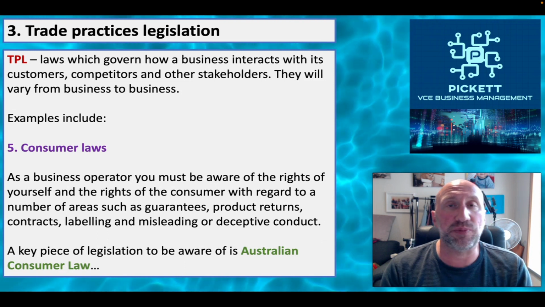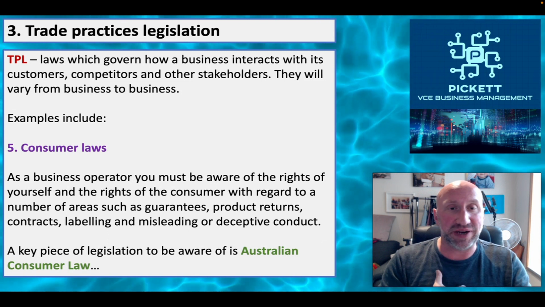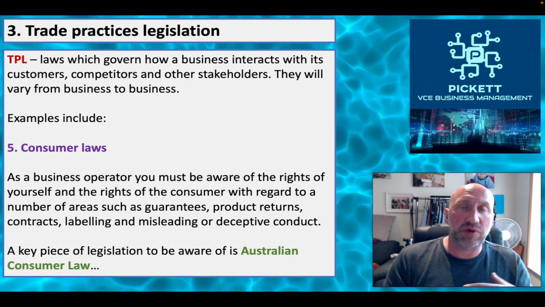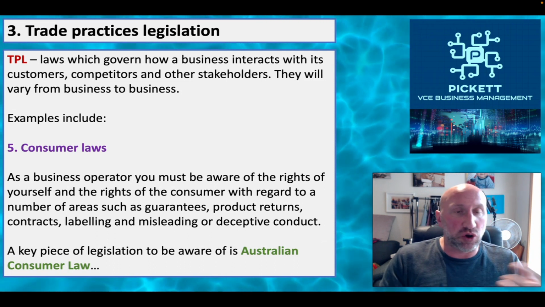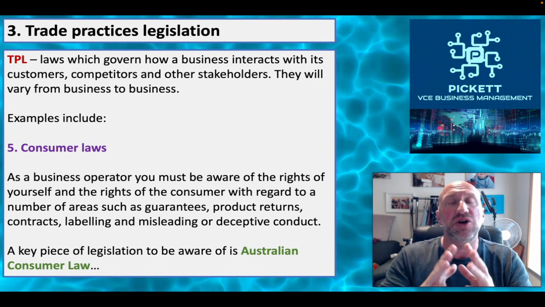And the fifth one I'm going to talk about briefly is consumer laws. As a business operator, you must be aware of your rights as the business operator and the rights of the consumers that buy from you in regard to a whole bunch of stuff such as consumer guarantees, product returns, contracts, labeling, misleading and deceptive conduct, all that kind of stuff.